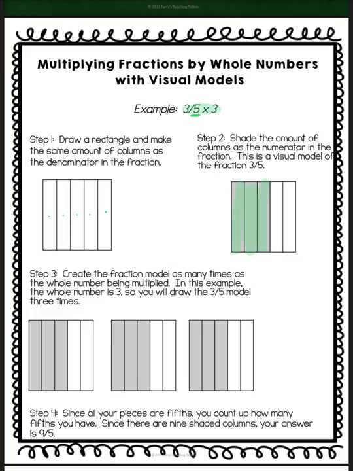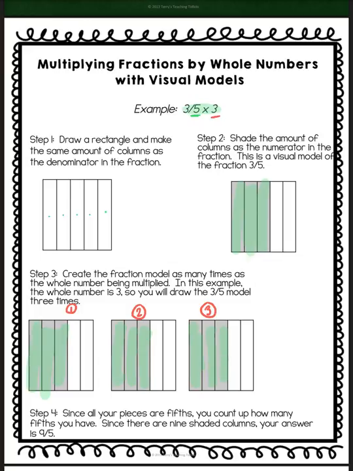So the whole number that's being multiplied is 3. So we have 3 models. So this is showing 3/5 times 3. Then we're just going to simply shade in 3/5 for each of these. Right here. 1, 2, 3. This shows 3/5. This shows 3/5, and this shows 3/5 times 3.